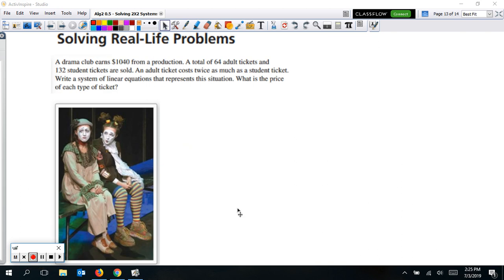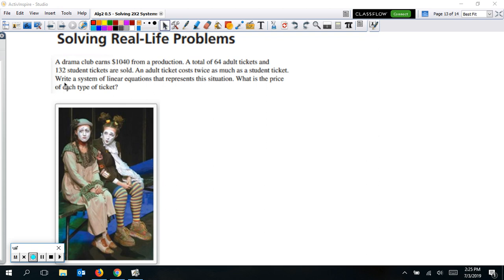Okay, so our last part here is solving some real life problems. We usually have, with systems of equations, some word problems, some real life problems and situations that we can use systems of equations to help us solve them. So the first thing we got to do is obviously read through our problem and kind of decipher and maybe try to understand what it's asking us to do.